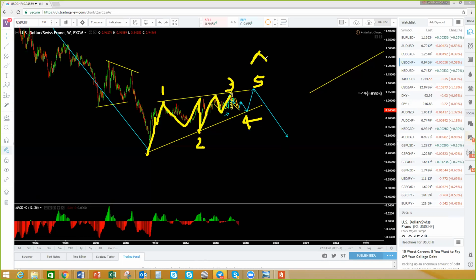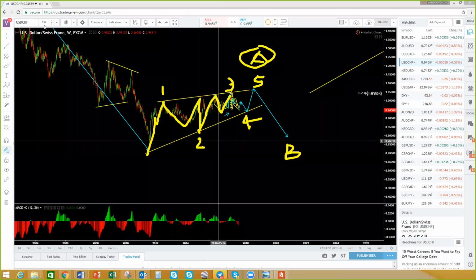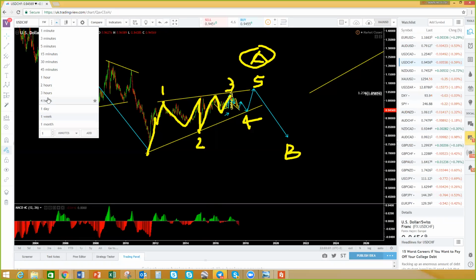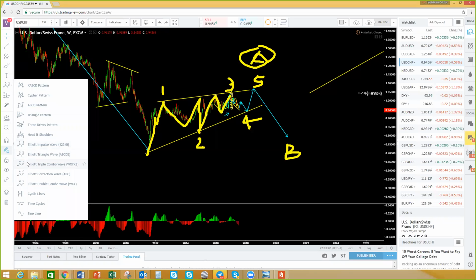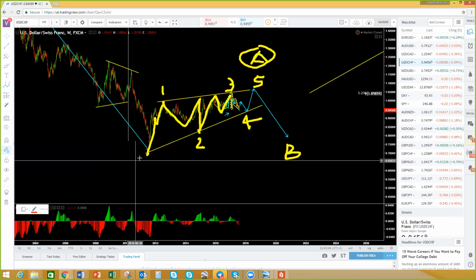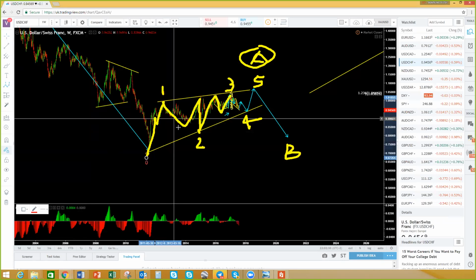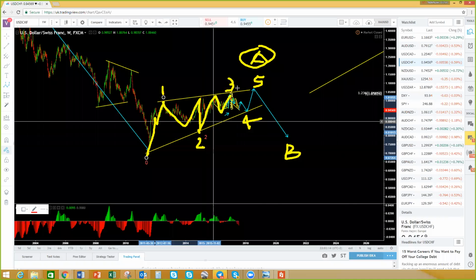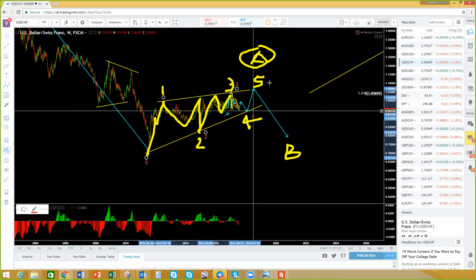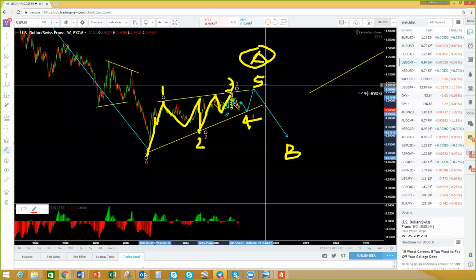So the higher degree will be the A. This whole thing here will be an A wave, and I'm gonna go to possibly a B. If this is an A wave, so this is not completed yet. So let's go down into the triangle on a daily. Or rather, let me label it with not with a drawing, so I can actually give it an actual labeling. 1, 2, 3, 4, 5.